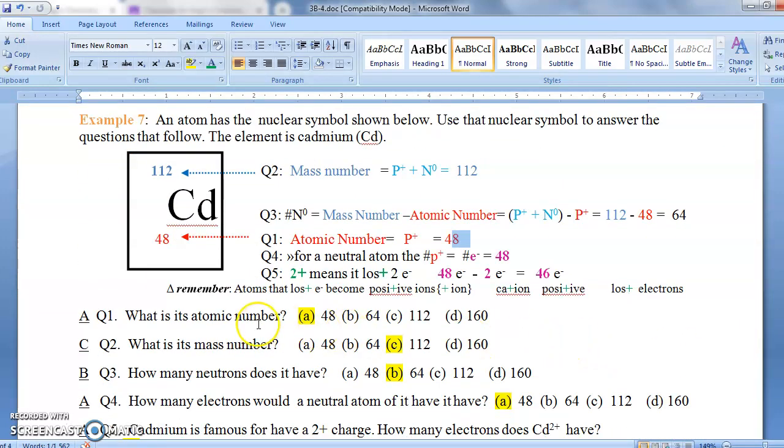So here we go. What's its atomic number? 48. That's the atomic number right there. Question 2. What's its mass number? That's the mass number right there, 112.